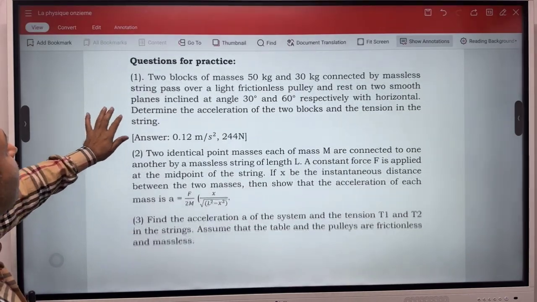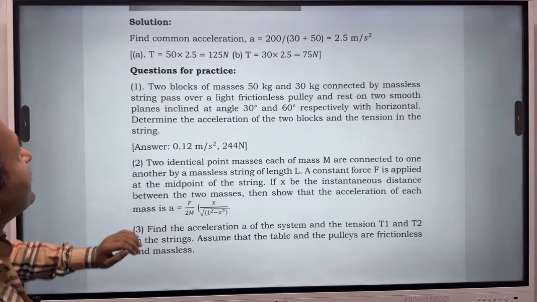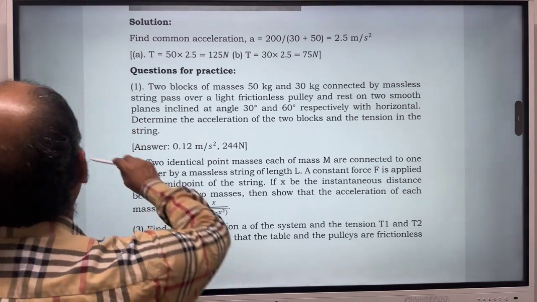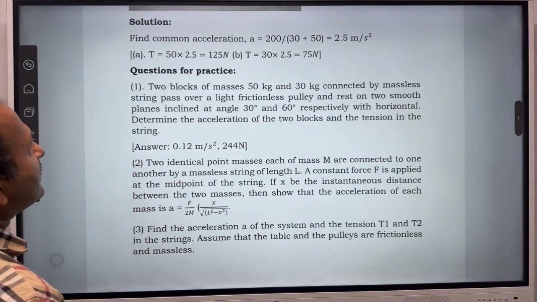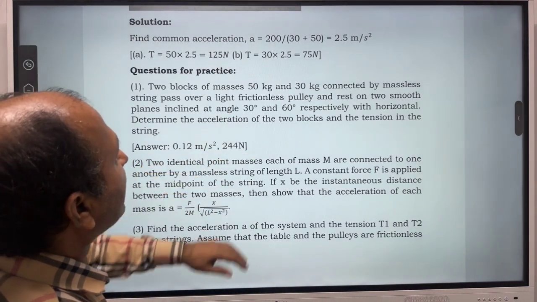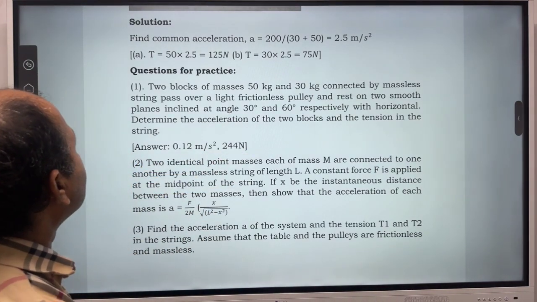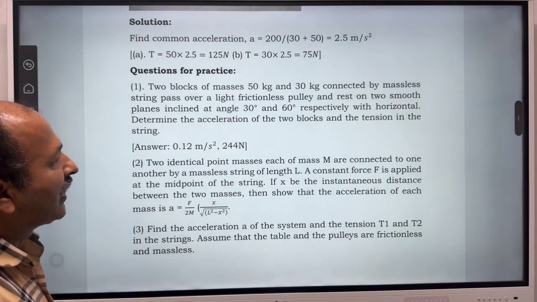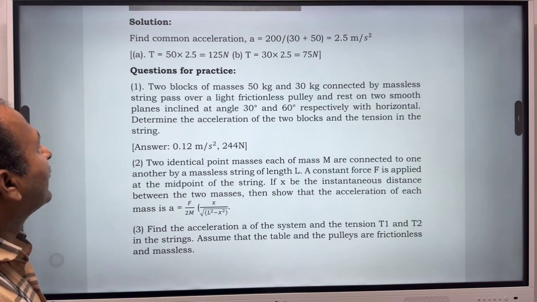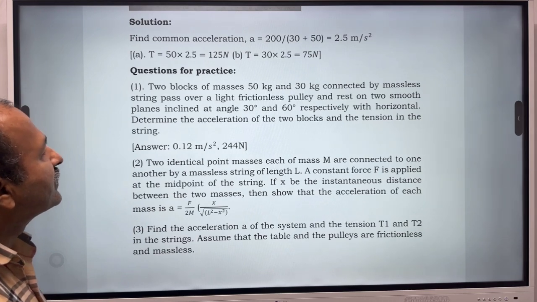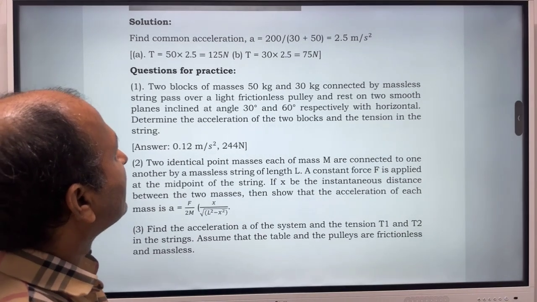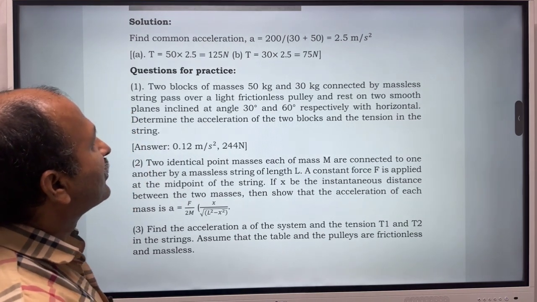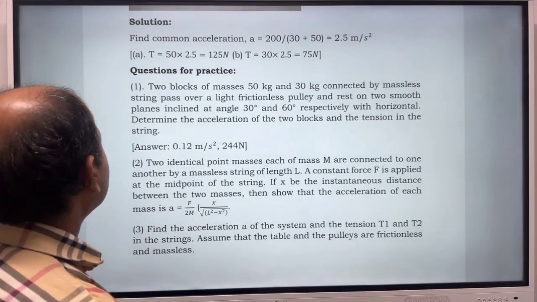Here there are certain questions for practice. Two blocks of masses 50 kg and 30 kg connected by a massless string pass over a light frictionless pulley and rest on two smooth planes inclined at angles of 30 degrees and 60 degrees respectively with the horizontal. Determine the acceleration of the two blocks and the tension in the string.